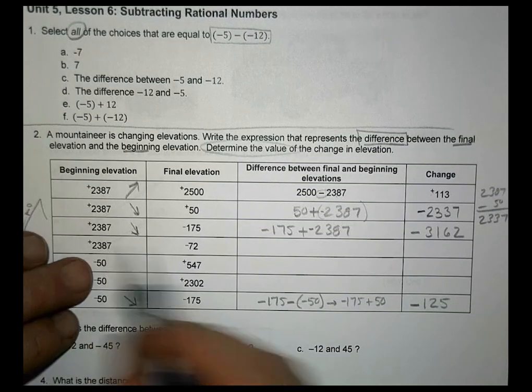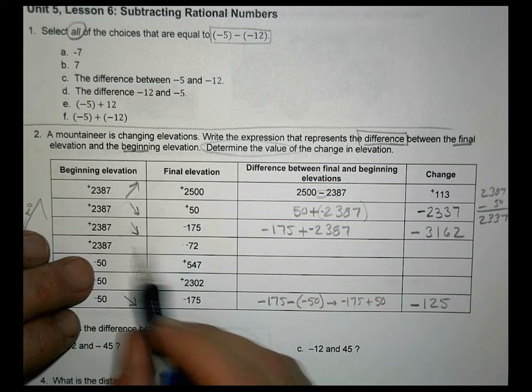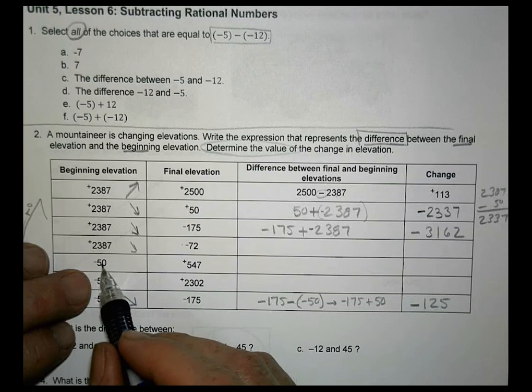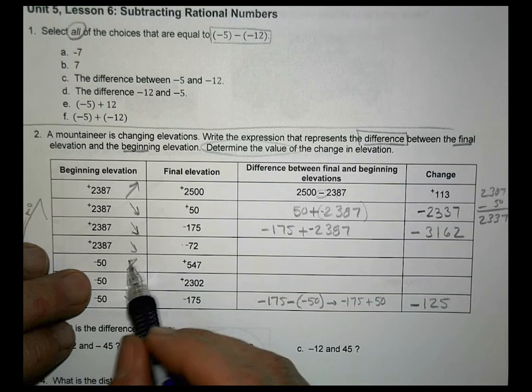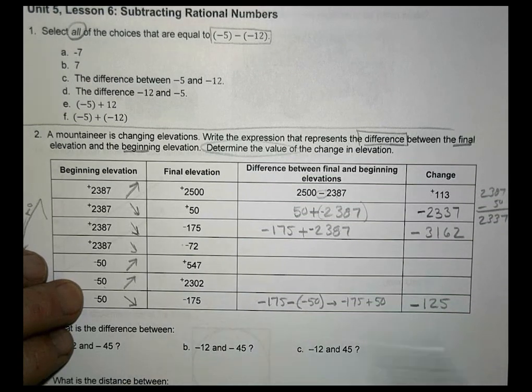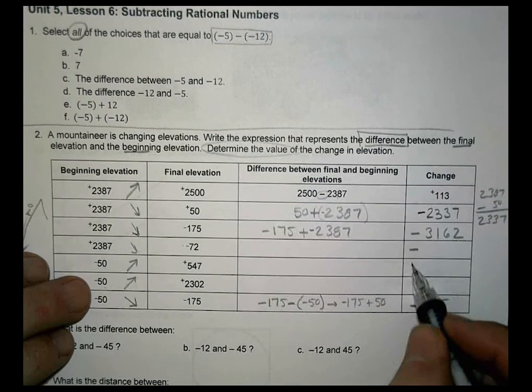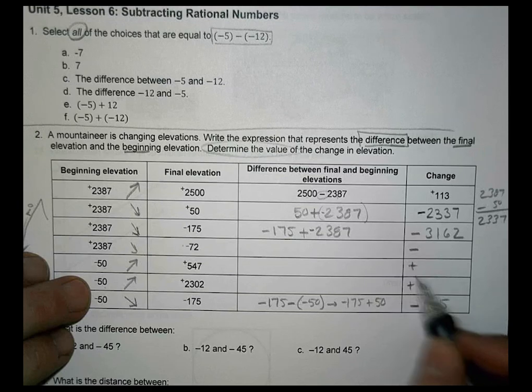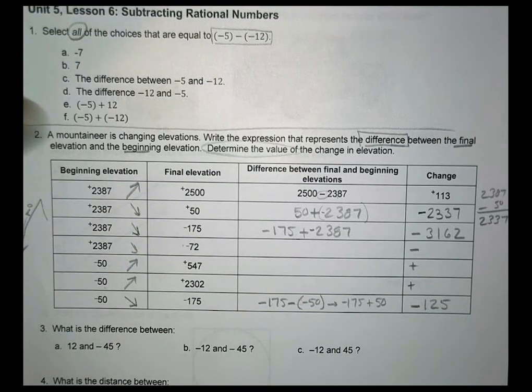Looking at these here, that number to that number is a decrease. Here, negative number to positive, we have an increase, and negative to big positive is an increase. So you should have answers that are negative, positive, and positive. I'll let you figure those out.